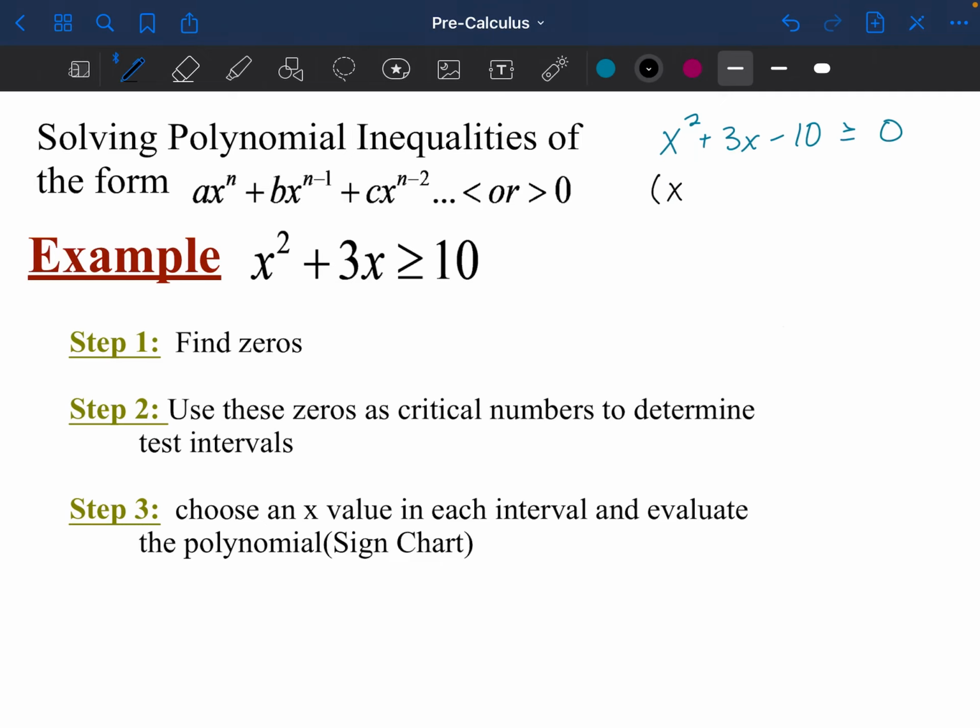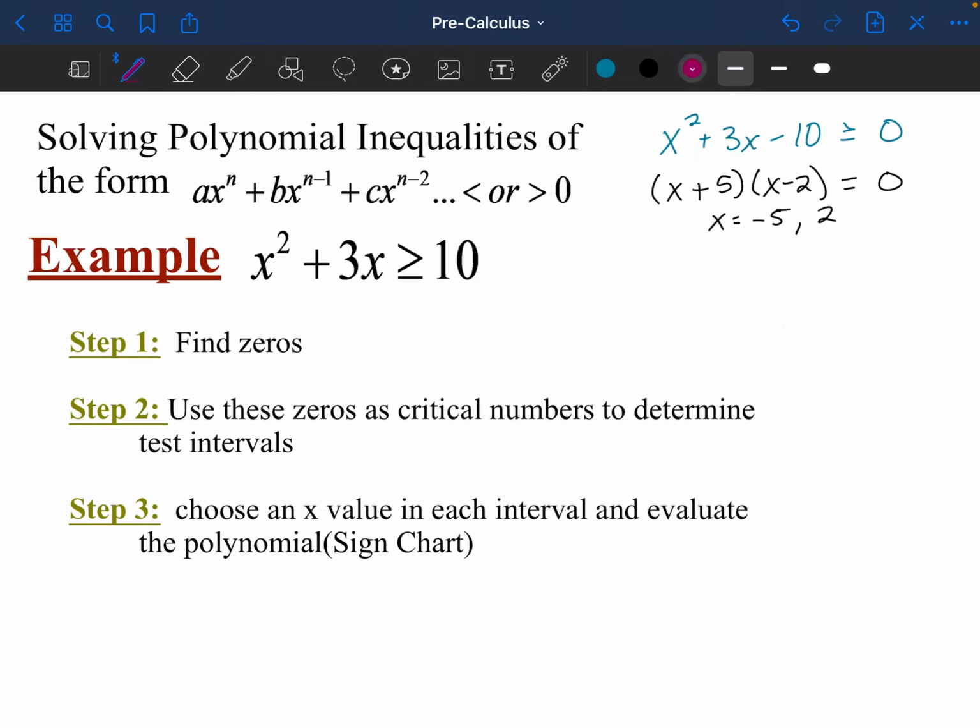So this one factors nicely. We got x plus 5 times x minus 2. And then since I'm finding the zeros, I'm going to set it equal to 0 for right now. That means that x is going to equal 0 at negative 5 and 2. We need to know these values because this is where our function will potentially cross the x-axis, right? At our zeros, we're not positive or negative, we're just 0.